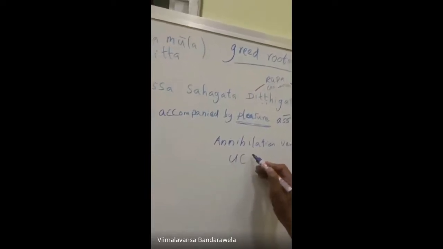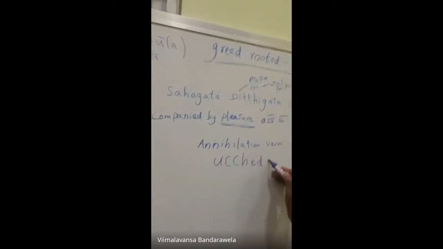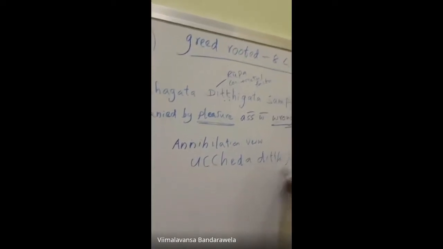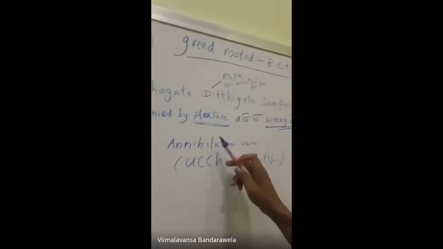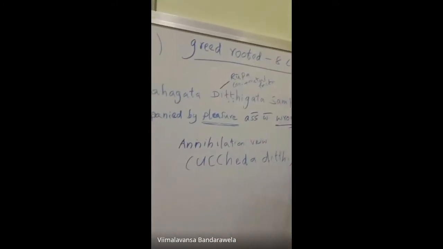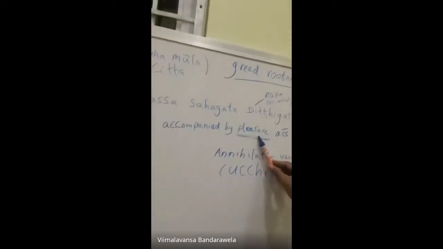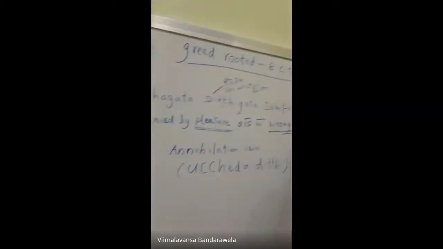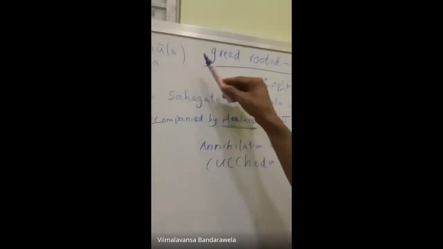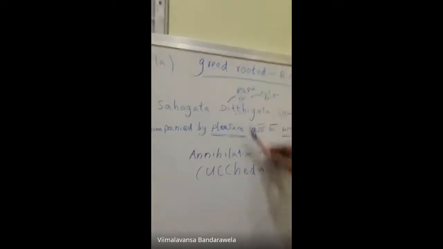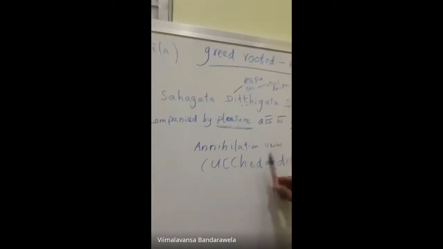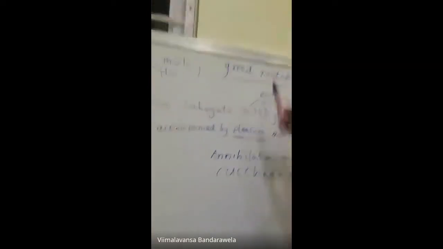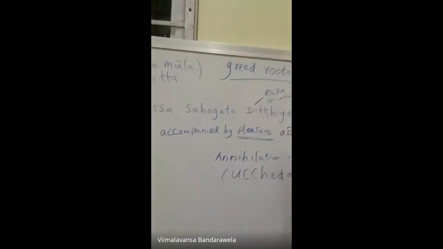Uchcheda ditthi, annihilation view. If you have annihilation view, that is wrong view, right? That wrong view is pleasurable, accompanied by pleasure, and that is the consciousness, right? Then you have a greed-rooted object, because annihilation view is also greed-rooted. You think it is so with the lobha mind, greed, or lustful mind.